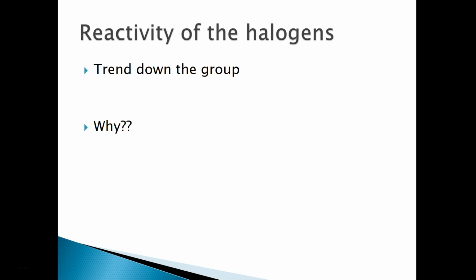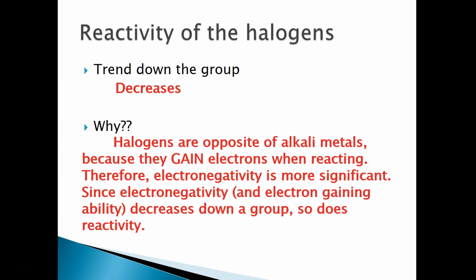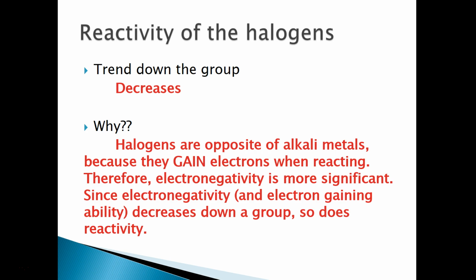Now let's talk about the reactivity of halogens. So the trend in reactivity of halogens going down the group is that it decreases. And the reason why is because nonmetals, being the exact opposite of metals, actually react by gaining electrons. That means that electronegativity is more important in governing their reactivity. And since electronegativity decreases going down a group, the reactivity of the halogens will also decrease down the group.